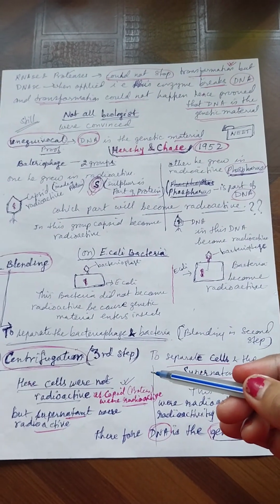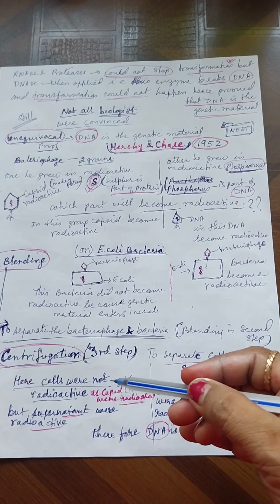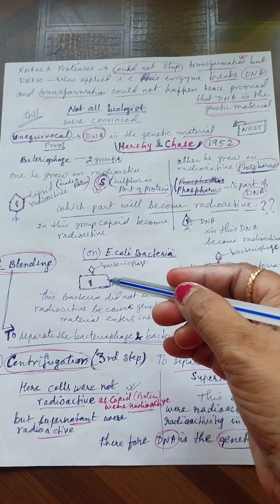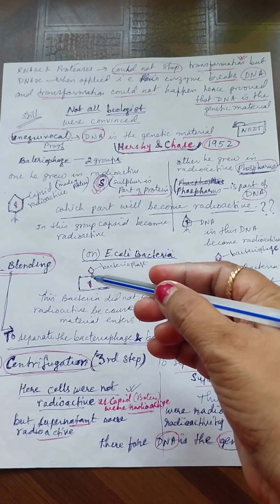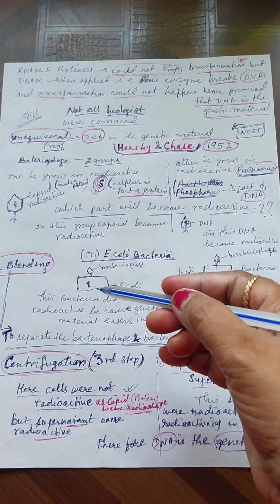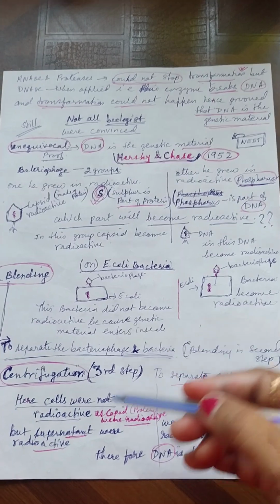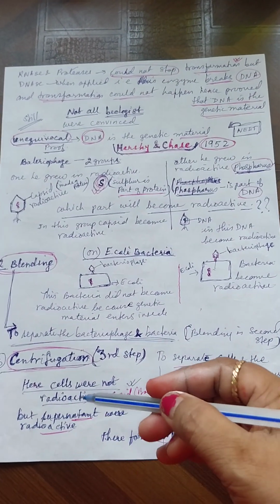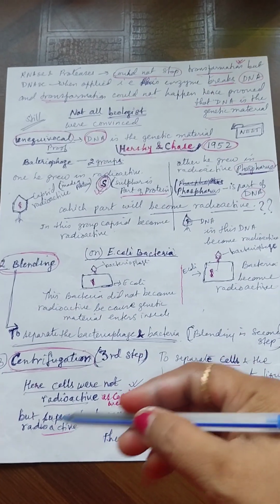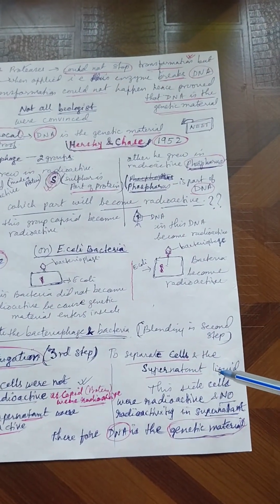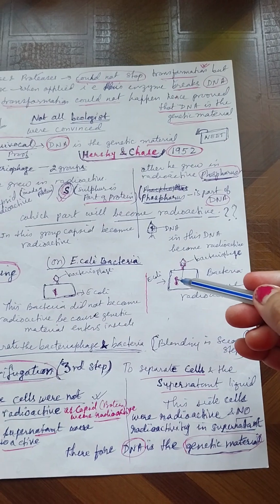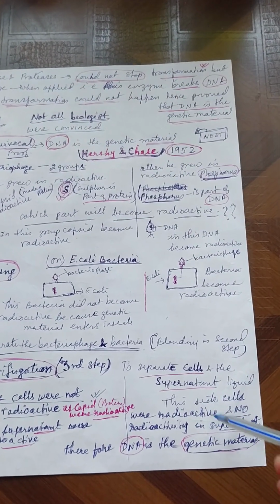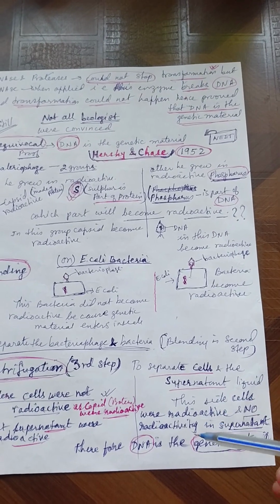Once the cells separate from the supernatant liquid, here he found that the cells were not radioactive. Why? The bacterial cell did not get any radioactivity because genetic material was introduced by this bacteriophage which was not carrying any radioactivity. But the supernatant liquid became radioactive because there the protein coat was in the supernatant liquid. This side, what happened? As the genetic material was grown in radioactive phosphorus, here the cells were radioactive and the supernatant liquid was not radioactive.